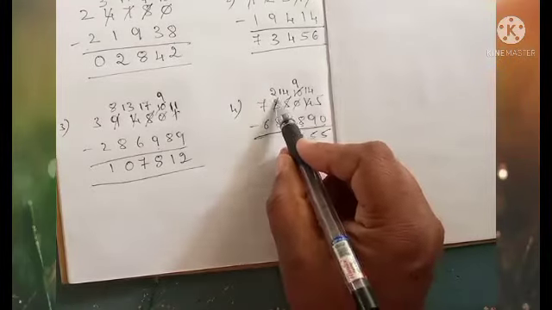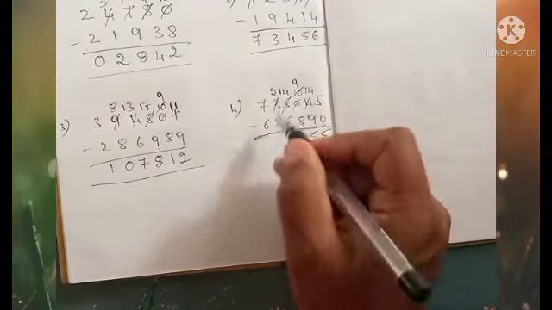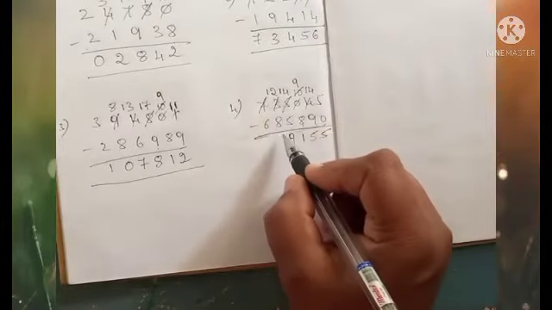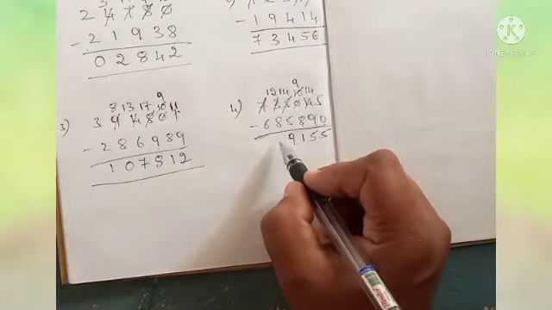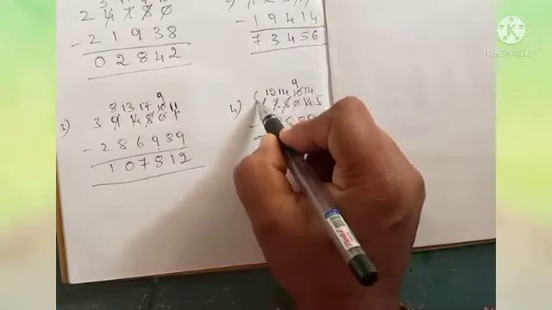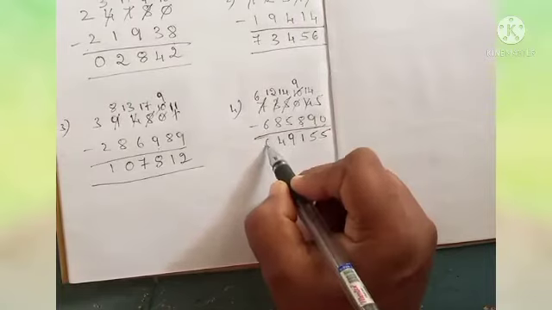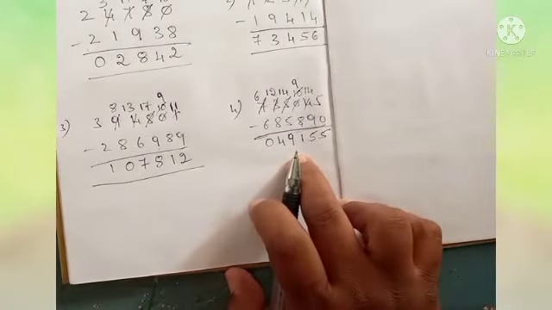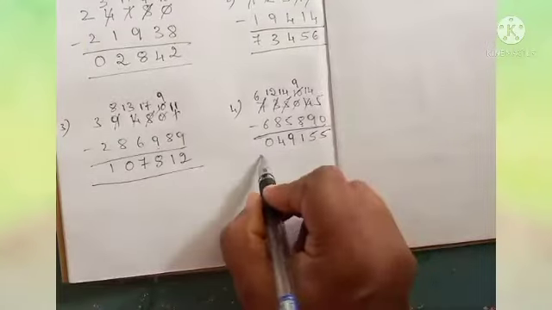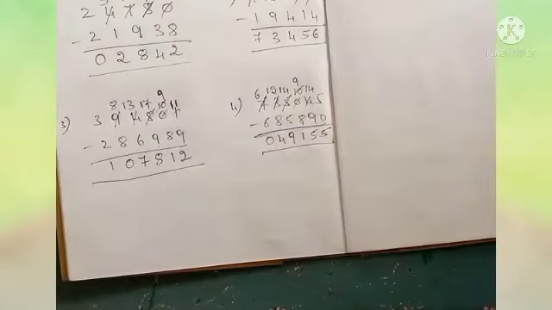Next how much is remaining here? 2 is remaining. In 2 can you minus 8? No. So what you should do? Borrow 1 from here. This will become 12. 12 minus 8, how much, dear children? 4. Now how much is remaining here? 6. 6 minus 6? 0. So what will be the answer? 49,155. This is the difference you got. Okay.